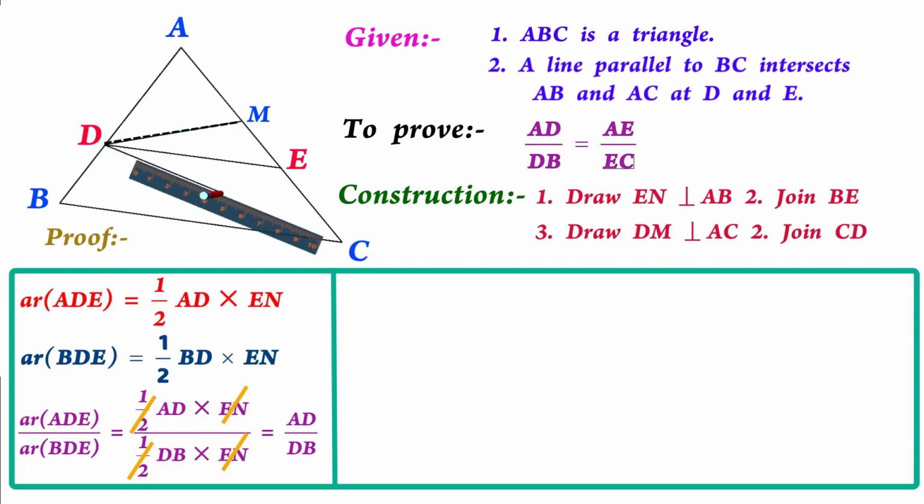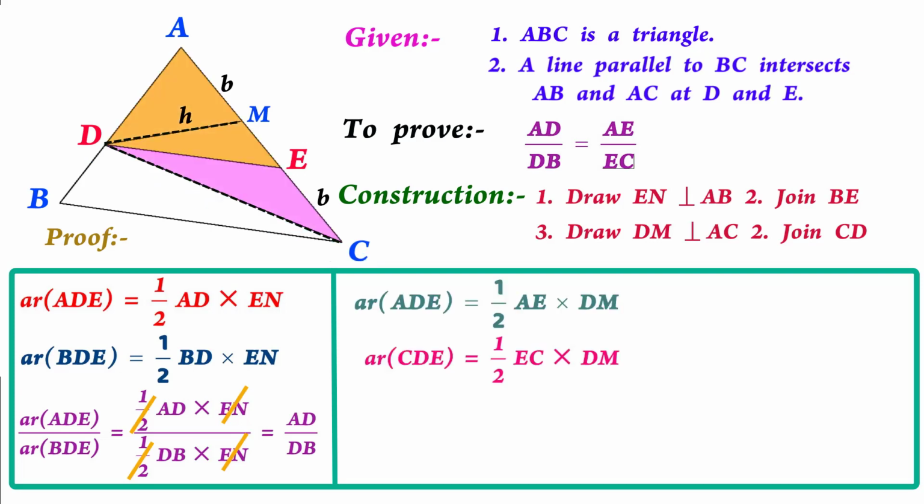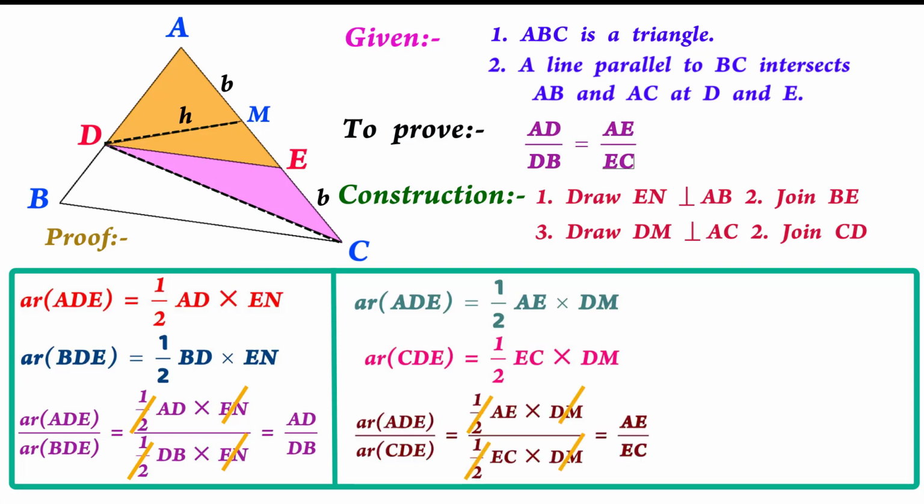Join CD to create a triangle. Find areas. Write them as ratio. Now we cannot jump into the conclusion that the two ratios are equal, because if the right sides should be equal, then the left sides should also be equal. Now look at the left sides.